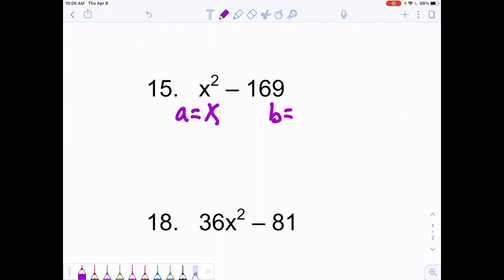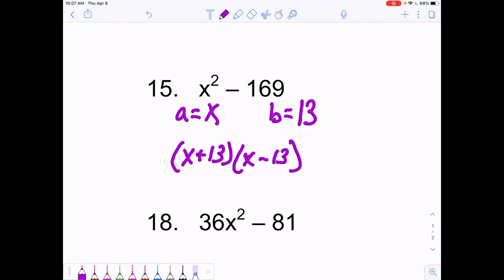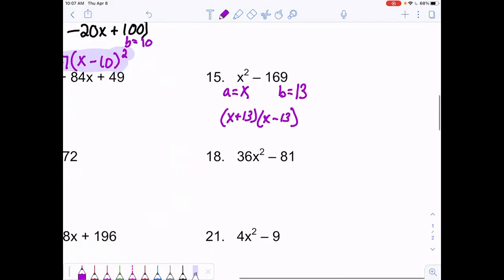You got that? You turn it sideways. If anybody's using an iPhone, you turn it sideways, they have the square root button. Okay, so that's going to be 13. So it's a difference of two squares. So you're going to get an x plus 13 and then an x minus 13. That's it.